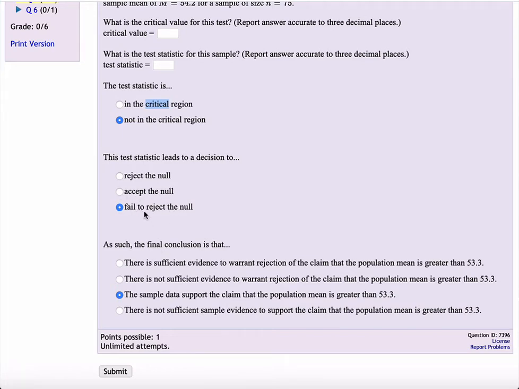And let's see, if we fail to reject the null, then there's not enough evidence to say that the claim is true. So there is sufficient evidence now. There is not sufficient evidence to warrant rejection now. There's not sufficient evidence to support the claim. That sounds good. So it's this one. So really, it's only either one of these two, based on which of these two you choose. And these two are just here to kind of mess with you.